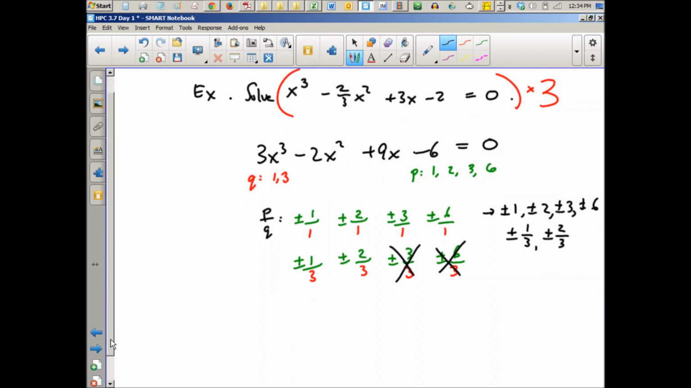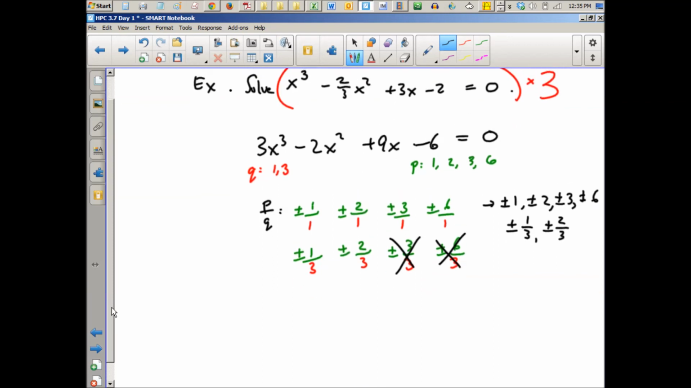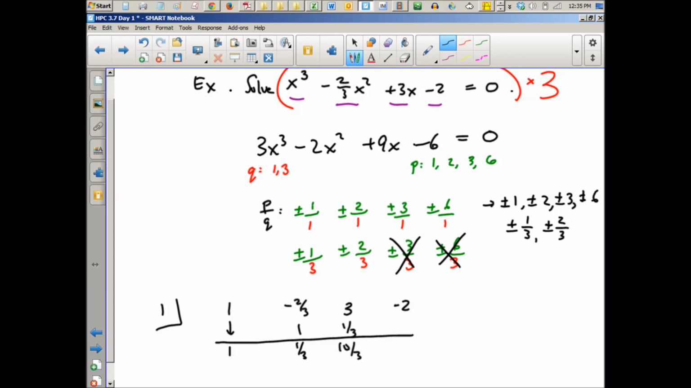All right, so let's begin our synthetic division. We have 1, negative 2/3, 3, and negative 2. Nothing's missing in this problem in terms of the polynomial. We have our cubic, our quadratic, our linear, and our constant. So we're not missing anything. We'll just start with 1 in the box. Why not? If you plug in 1 in the box, you're multiplying, you get 1, 1/3, 1/3. This doesn't look too promising. 10/3. I think we should scratch that.